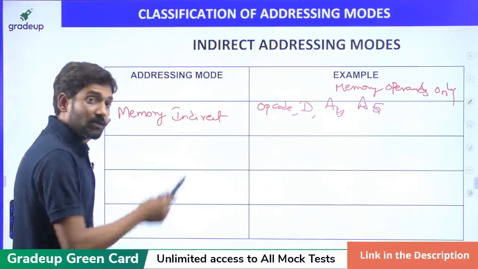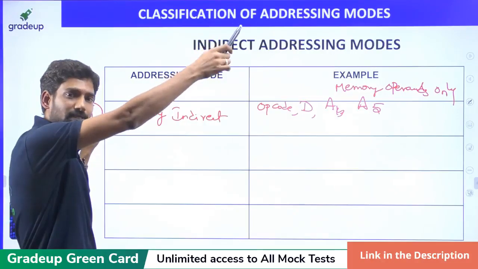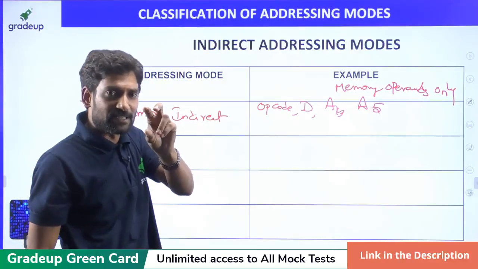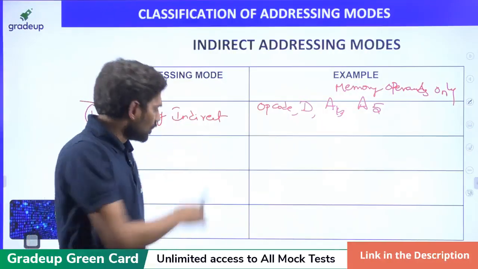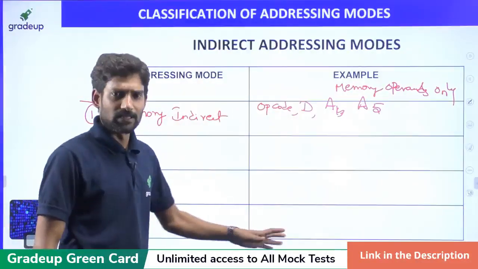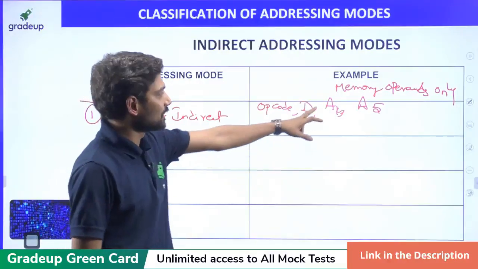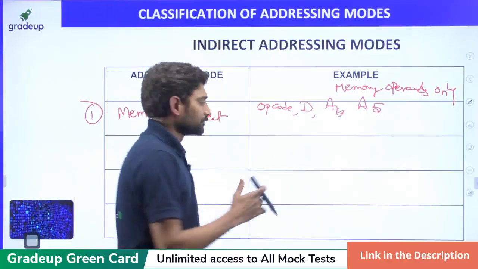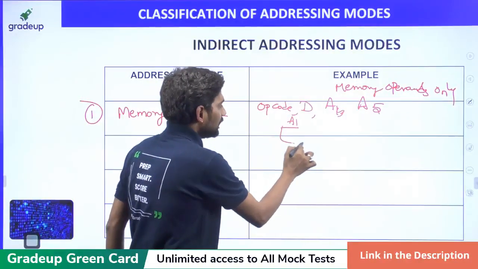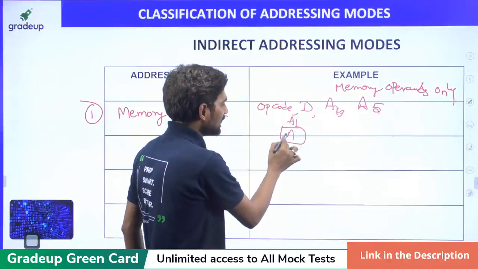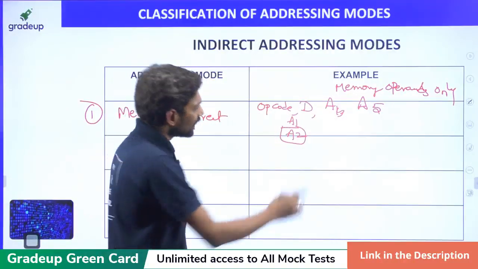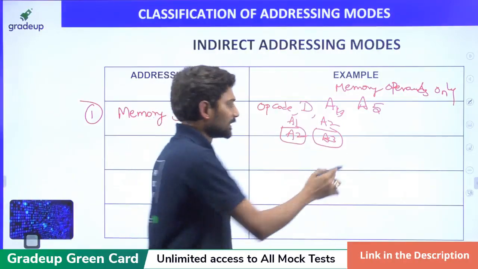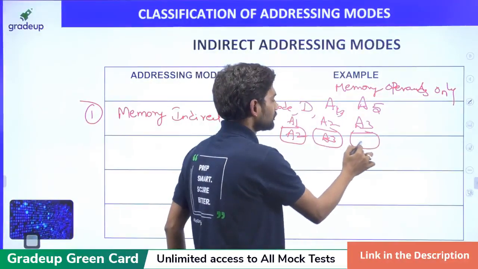So understand why the earlier ones are memory direct, memory indirect. Only these 2 addressing modes have the memory prefix. No other will have that. You will see why: because it supports only memory operands. Such that in the given address, there is another address. In that address, there is another address. In that address, there is a value.